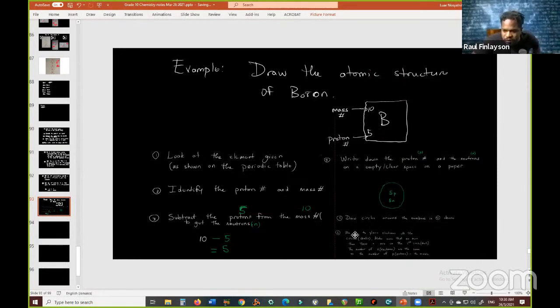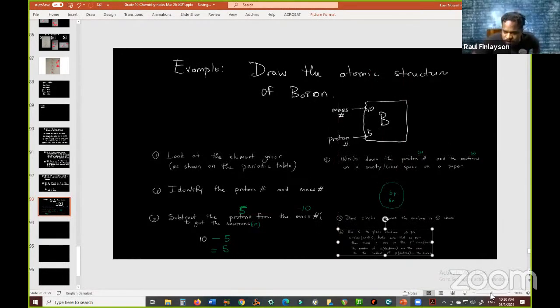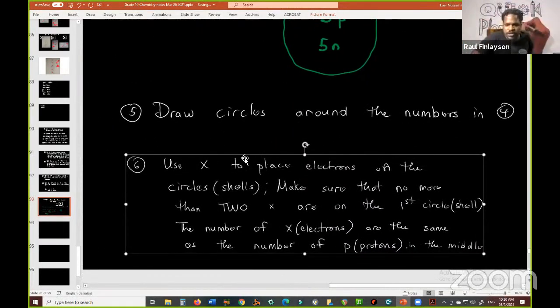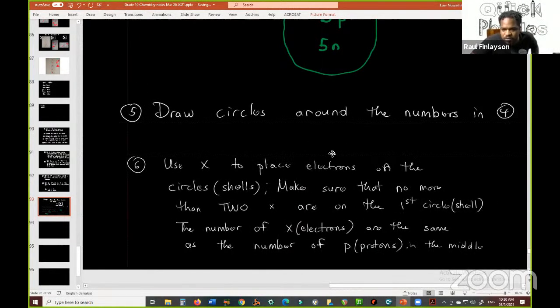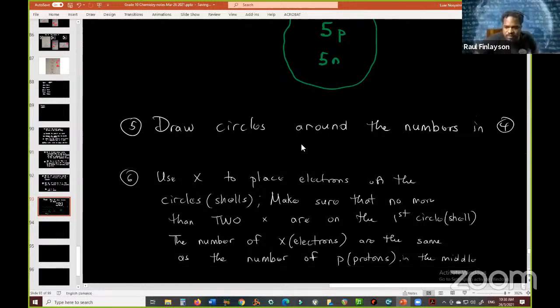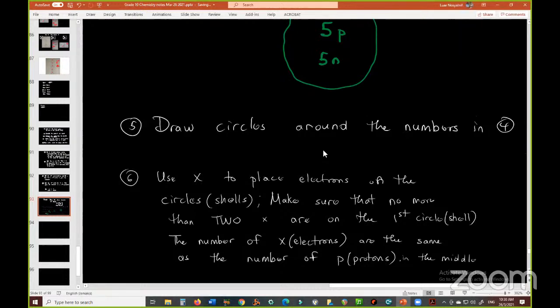Actually, no. All right, so let's zoom in now. And guys, it says use X. So can you understand this instruction for number 6? What is it? I'm going to read it. Go on. Use X to place electrons.